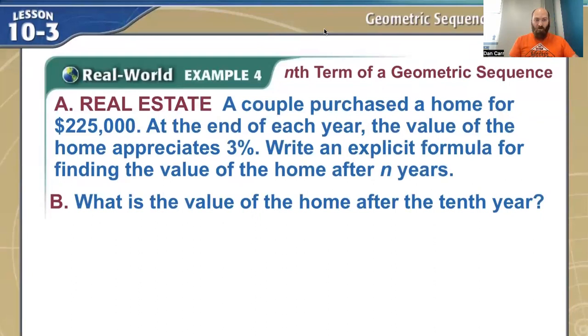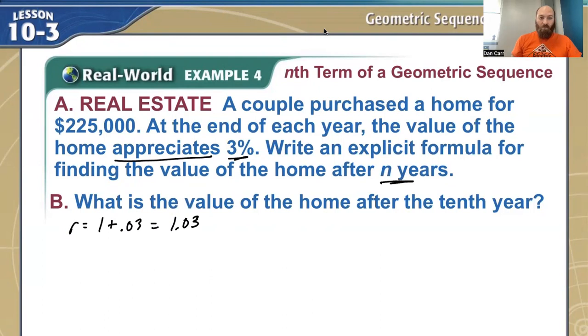A couple purchases a home for $225,000. At the end of each year, the value of the home appreciates 3%. Write an explicit formula for finding the value of the home after n years. This is one where it's appreciating, so with this 3%, it's kind of like our exponential rules. If it appreciates by 3%, my common ratio is going to be 1 plus 0.03 to get to 1.03. That's how much it's going to grow each year.